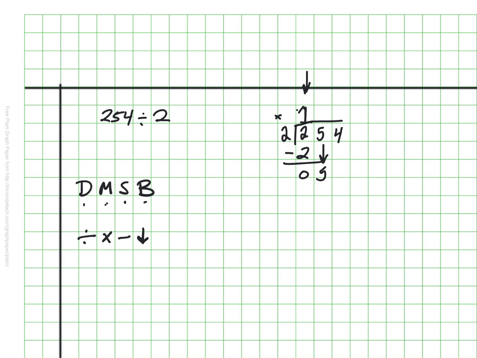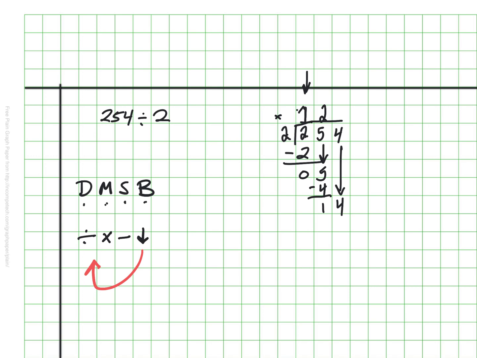At this point, I need to go back to the beginning of the cycle. We're just going to keep cycling through this as long as we need. So now I would say, how many times does 2 go into 5? What is 5 divided by 2? And that is 2. That was my D. My M would be 2 times 2, which is 4. I would subtract. I have 1 left over. And then I bring down. And again, I'm not done yet, so I'm going to go through my cycle.